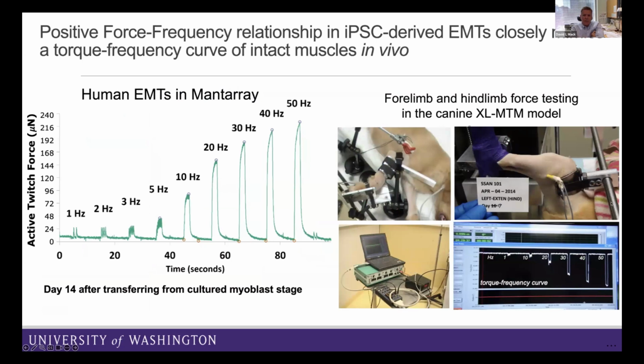On the functional readout side, the last thing I want to present is that we're starting to ask whether the data we're collecting in vitro can be correlated in any meaningful way with the types of data we've generated over the years in XLMTM and the DMD dogs. What's shown on the right is the forelimb and hind limb force testing that we do in the dogs. You can see this nice torque frequency curve. What's shown on the left is a force frequency curve that we're able to generate in these engineered muscle tissues.